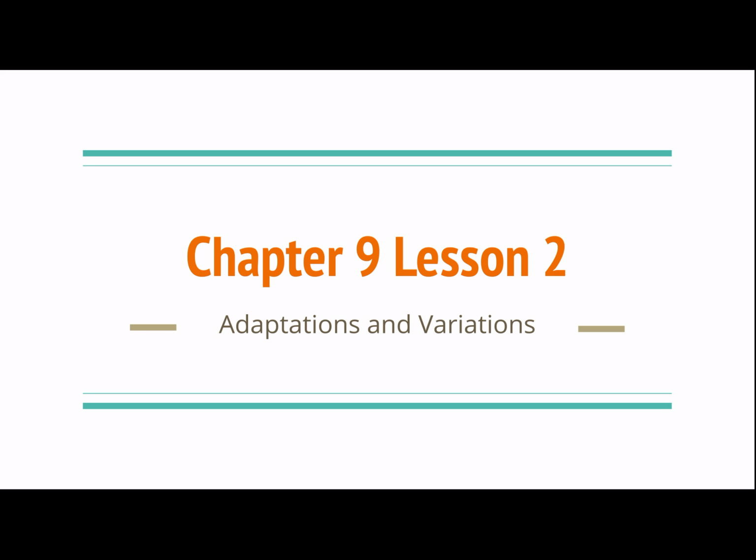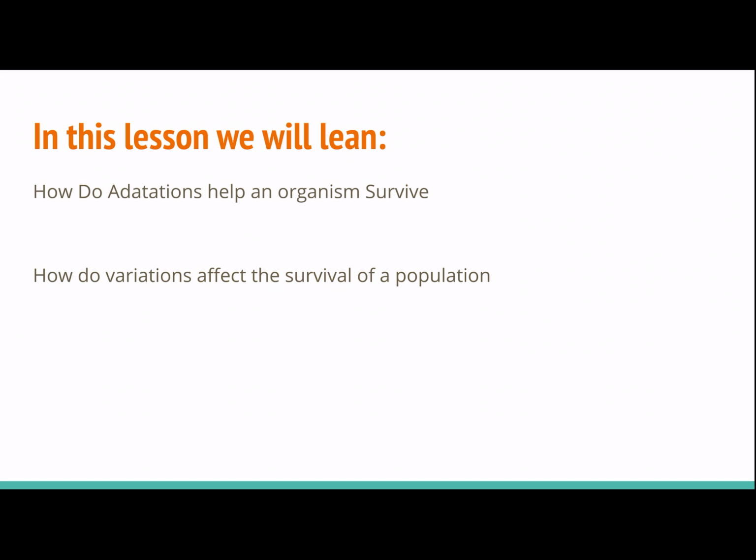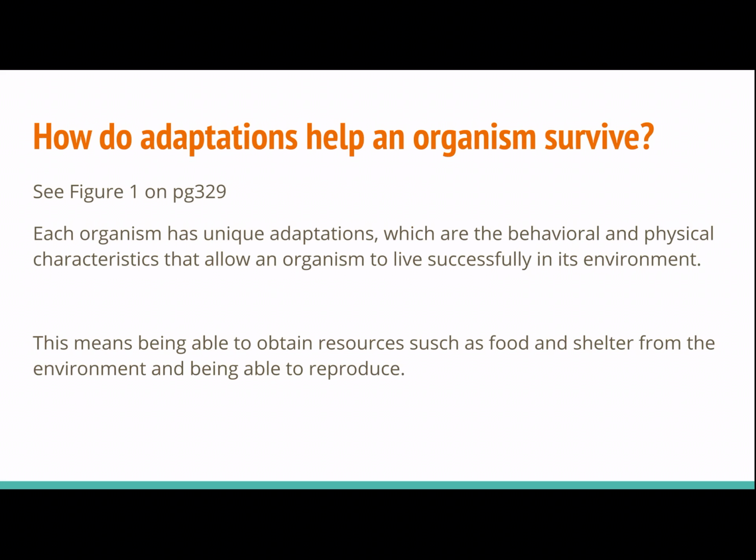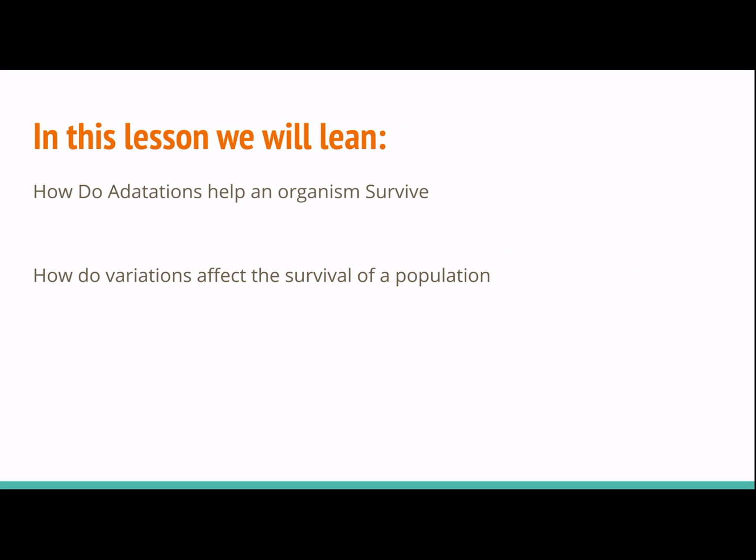And how we're going to do that is we are going to have to learn how adaptations help an organism survive, and how variations affect the survival of the population. So first off, we're going to have to go to our books and look at Figure 1 on page 329 while I'm talking with you.